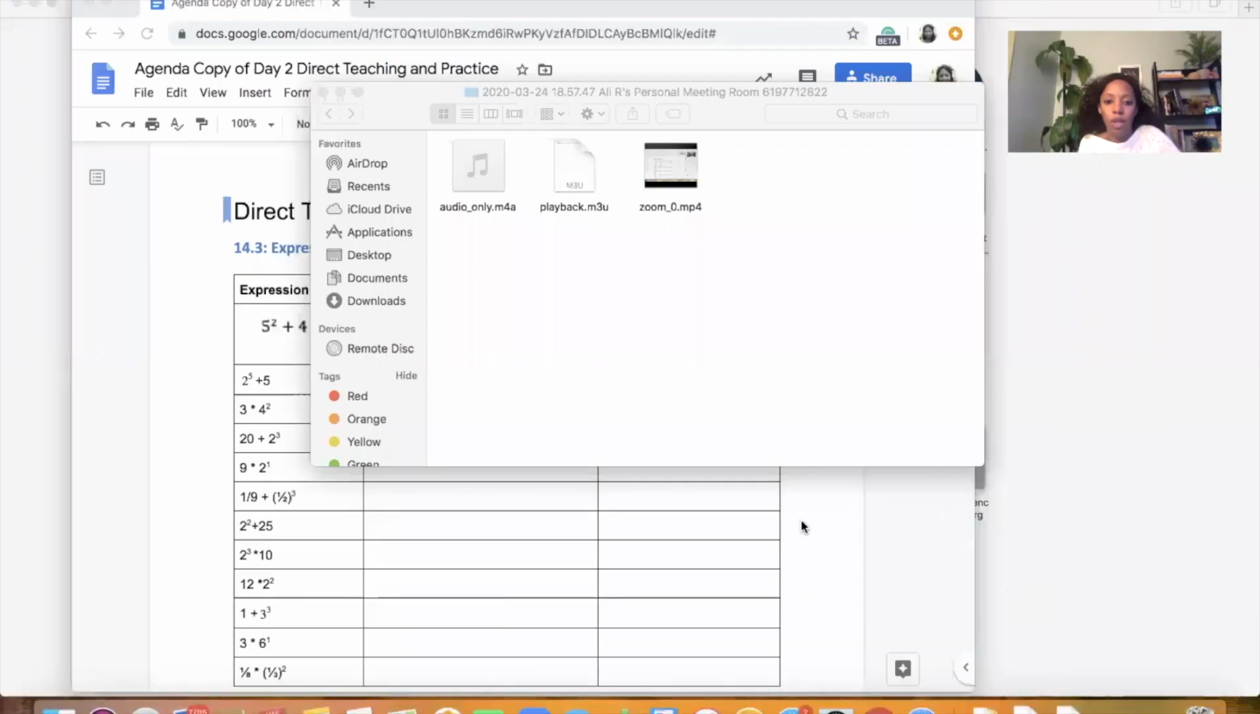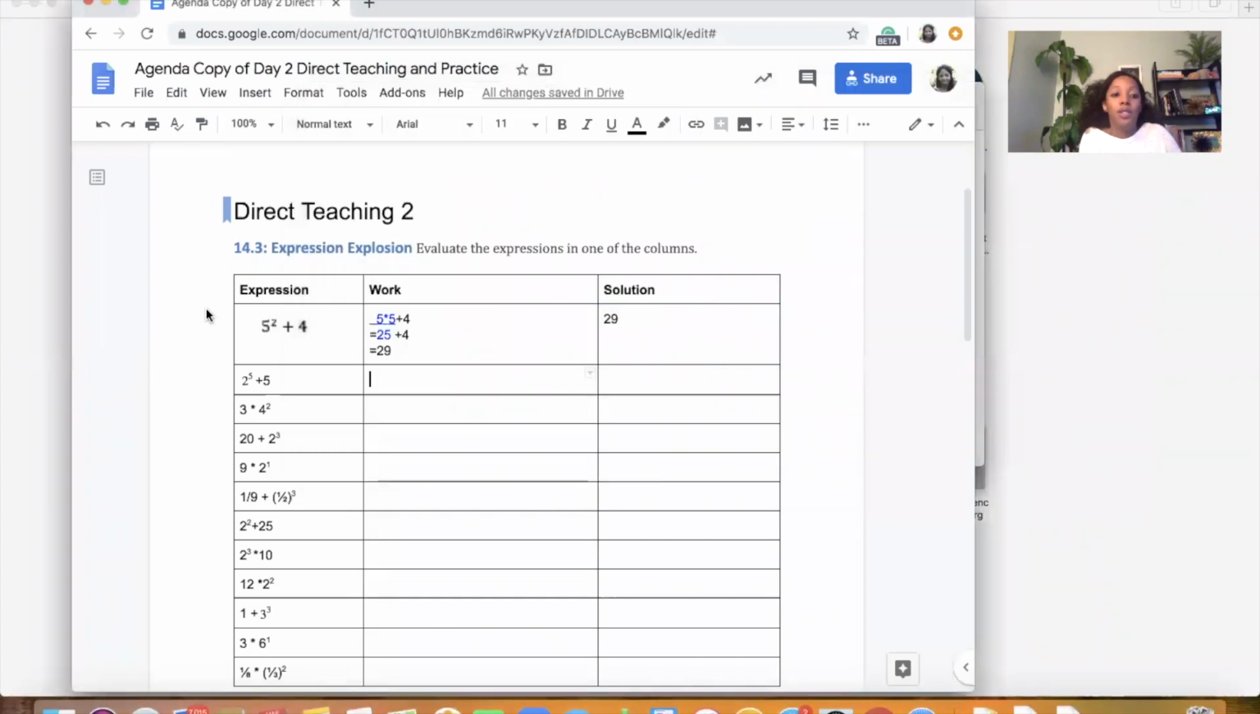The lesson is from Summit, which uses a curriculum called Open Resources. So let's get started. Here we go. This is called Expression Explosion, and they want us to evaluate the expressions.